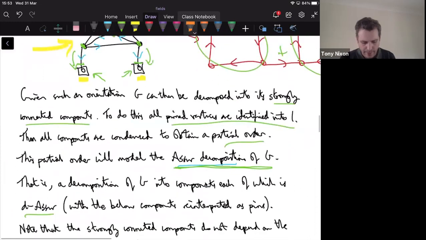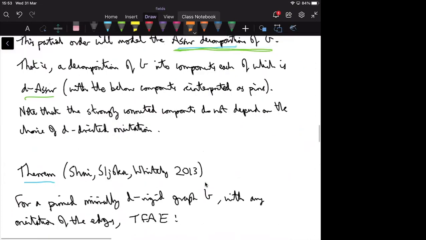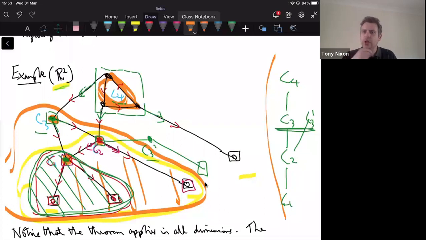Hey, Tony. Hi. So then the decomposition corresponds to one path in that partial order. Yes, any path through the partial order from the source to the sink gives you a decomposition. Yes. Okay.